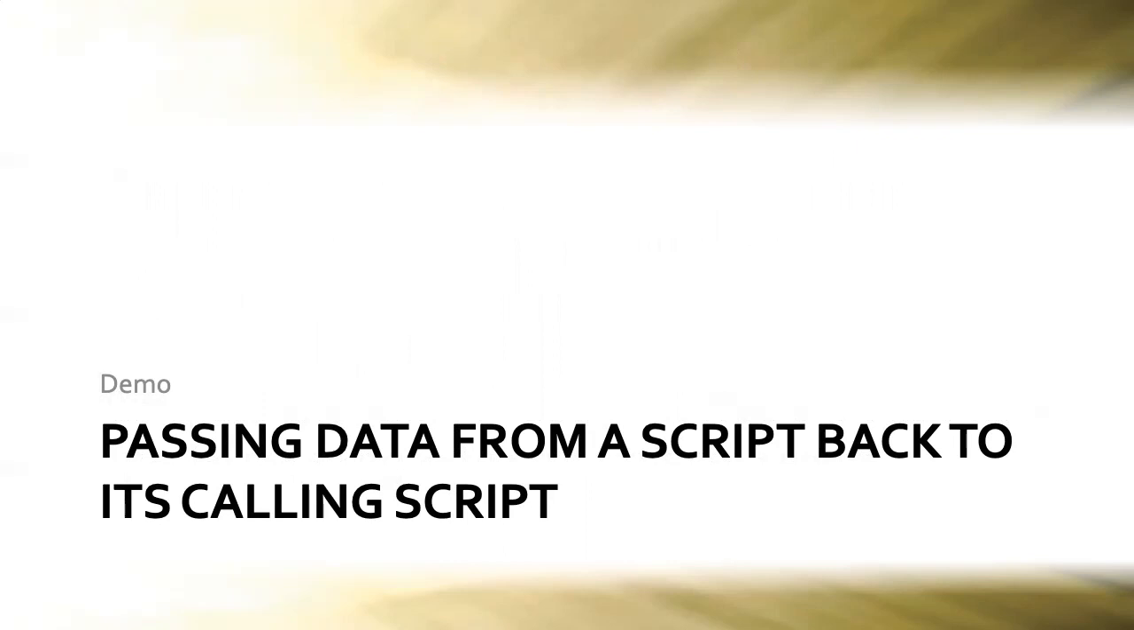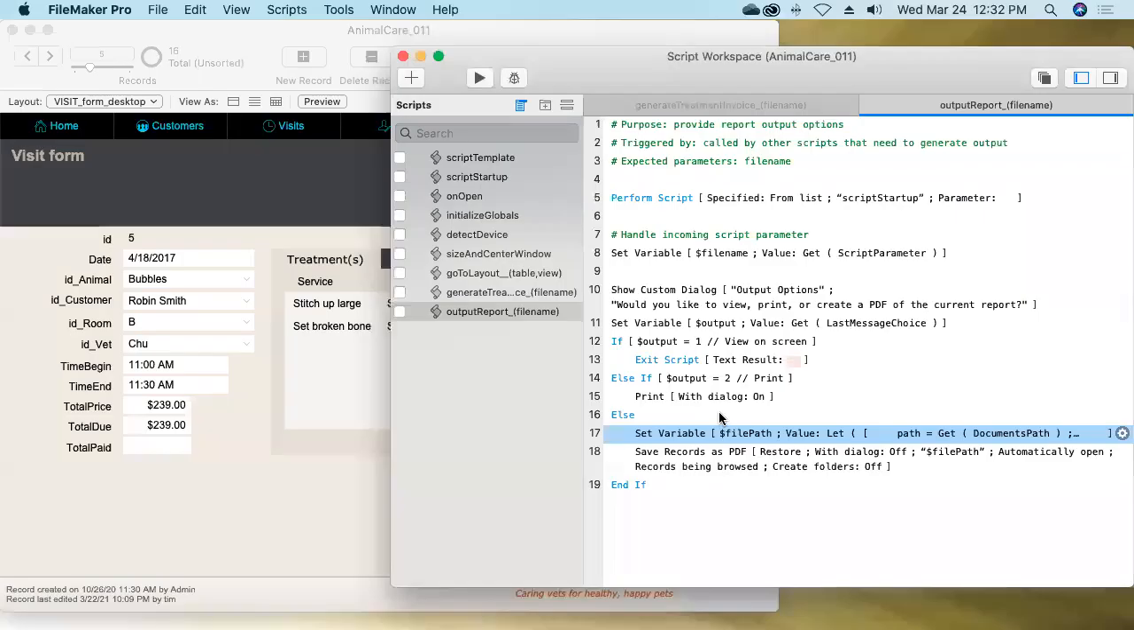Let's say we want our report script to notify the user that the report that was just generated has been sent to the screen or to the printer or saved as a PDF with a file name of such and such. We'll have our output report script send notice back to the invoice script as to which output option the user chose, and then it can react accordingly. So in the output report script, here on line 10, we asked the question, would you like to view, print, or create a PDF of the current report? And then we gathered their response, get last message choice, into a variable called $output.